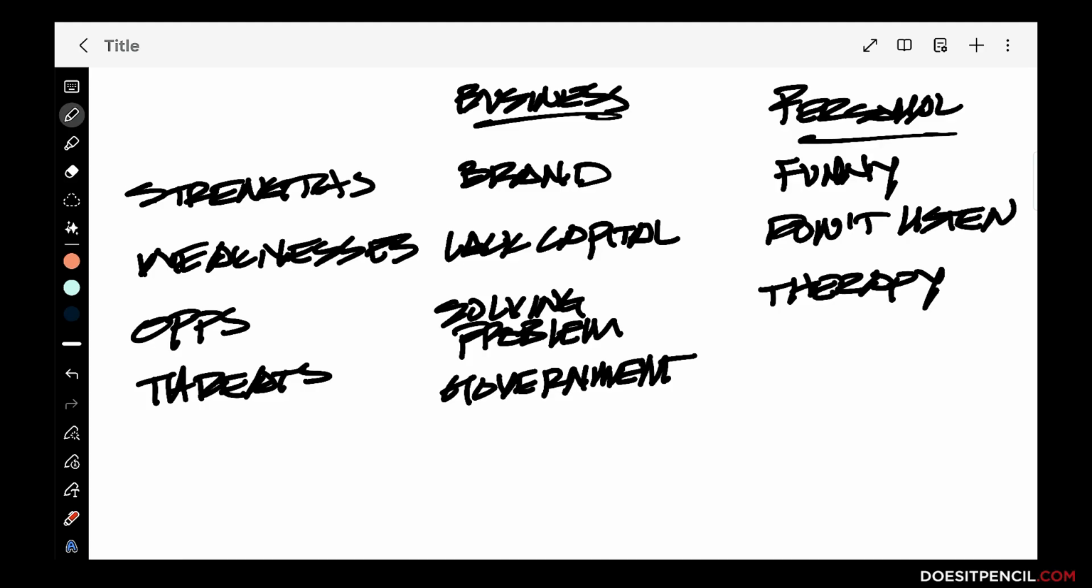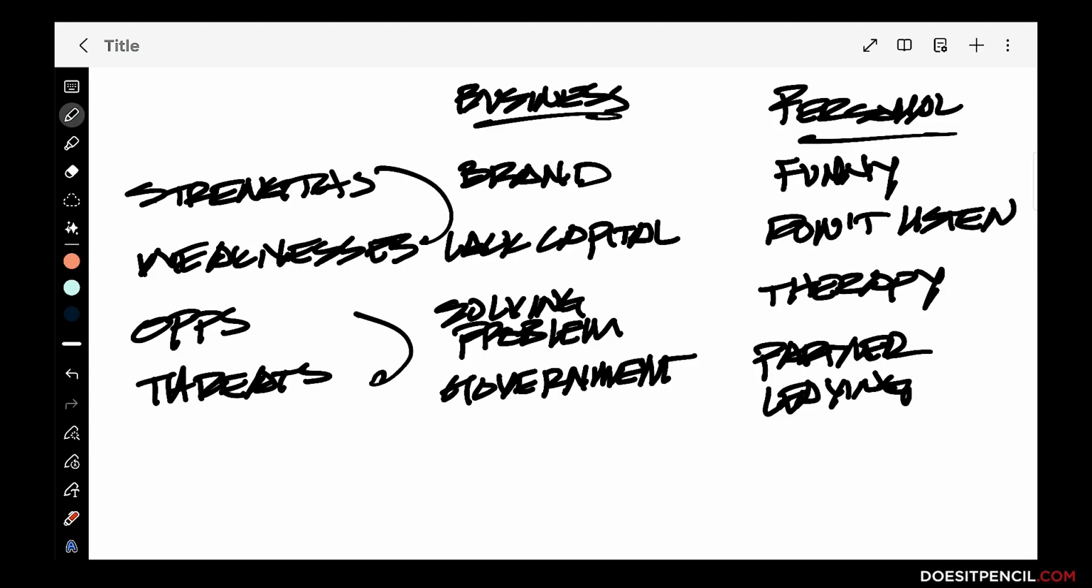That's always a good opportunity because that's an external. I don't have control of what happens in the therapy process. I mean, I kind of do, but it's led by somebody else. And a threat might be my partner leaving me. So again, the first two I can control, the second two I cannot control.